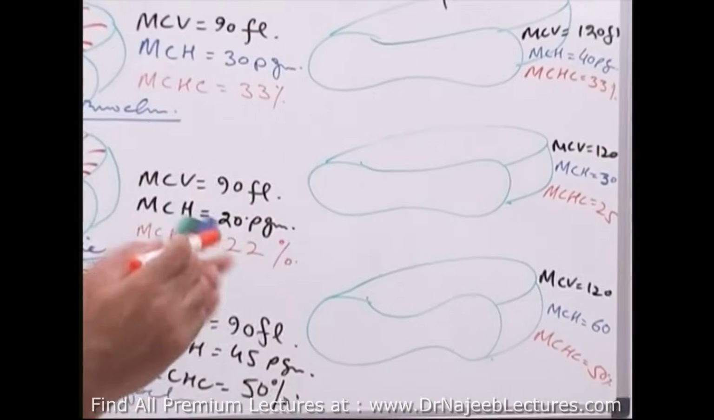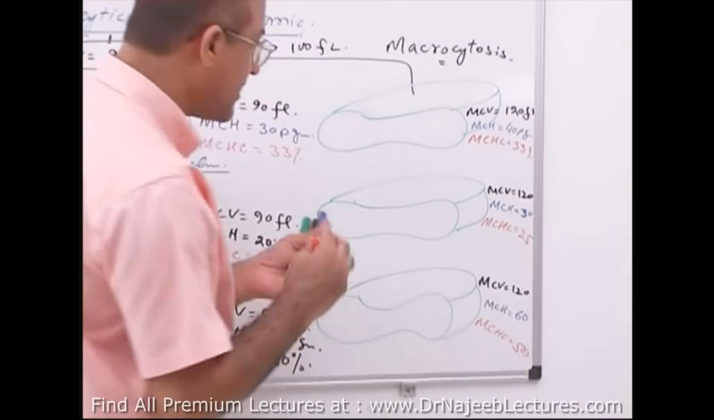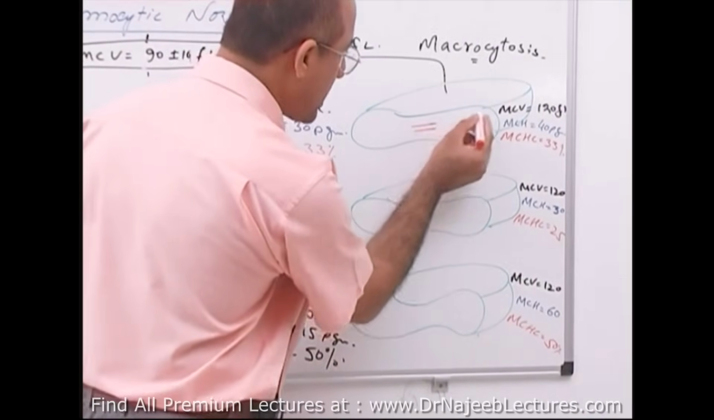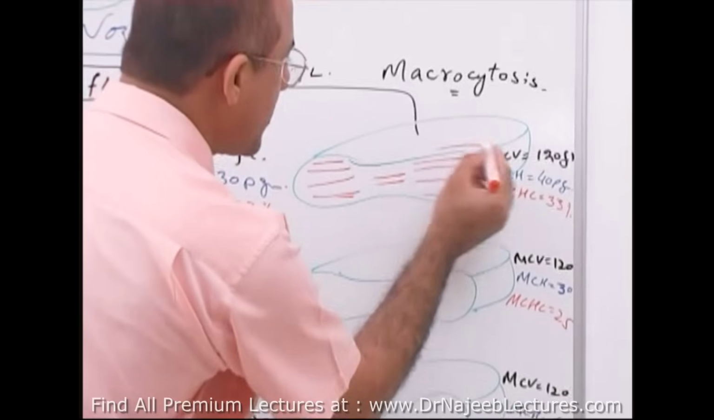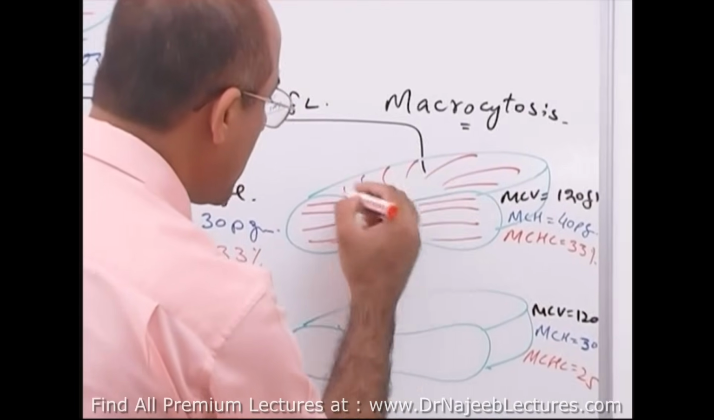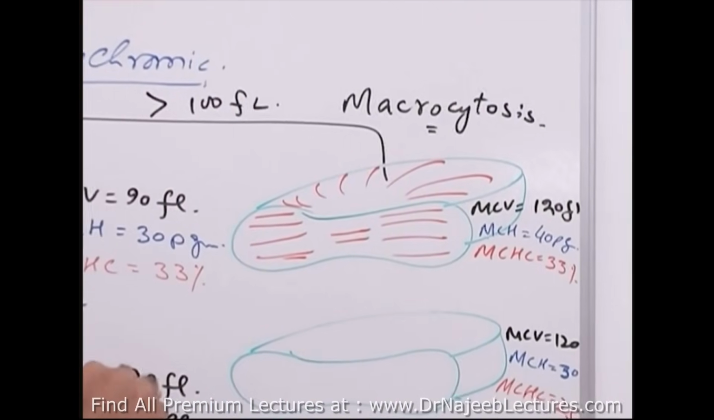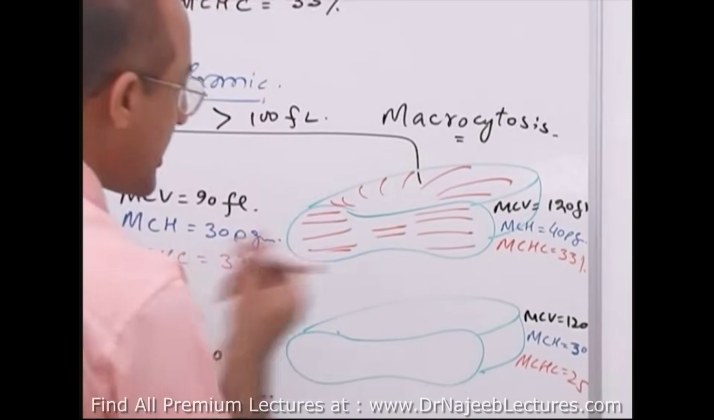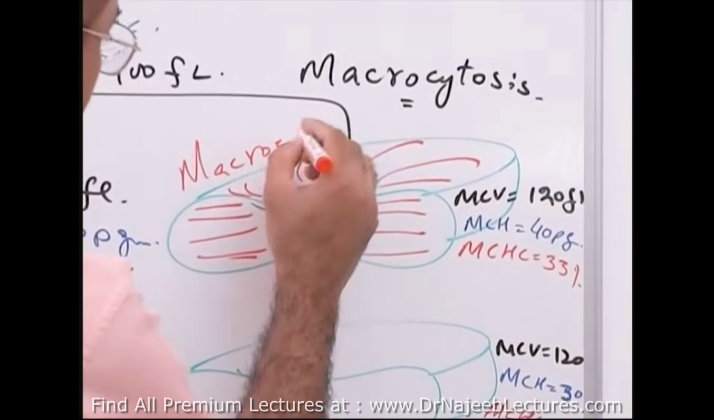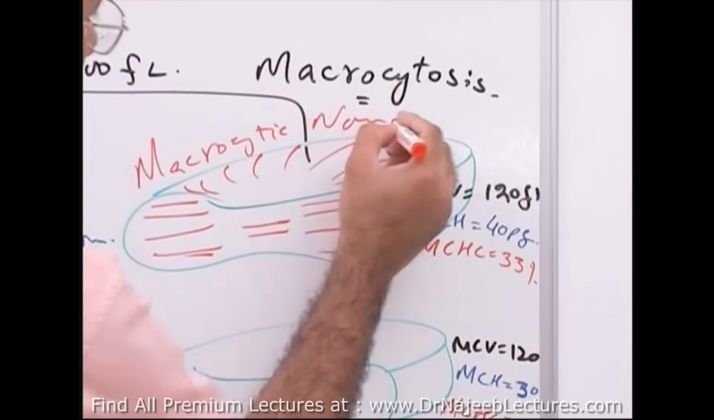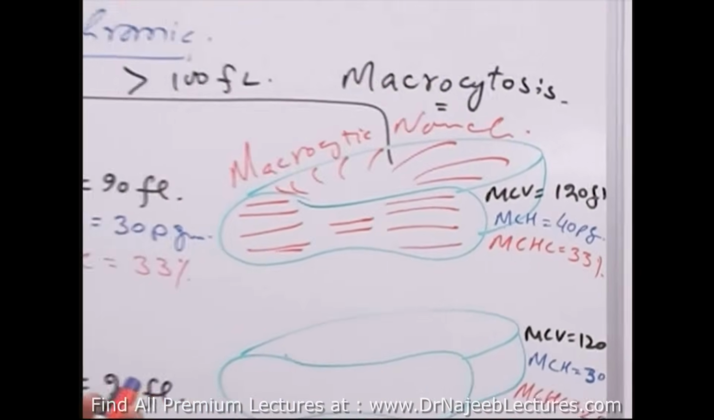So all of them are macrocytes. This is a macrocyte with normal degree of hemoglobinization. So it will have central pallor for how much? 1/3. So what is this RBC? You will tell me now. Macrocytic, yeah, macrocytic normochromic. Now you will tell me about this red blood cell.